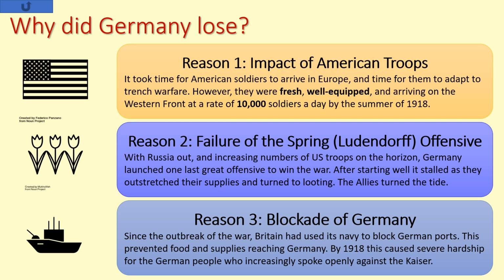It's a combination of these three reasons: the impact of the Americans, the failure of the spring offensive, and the blockade of Germany that ultimately leads Germany to surrender and lose the war in 1918.